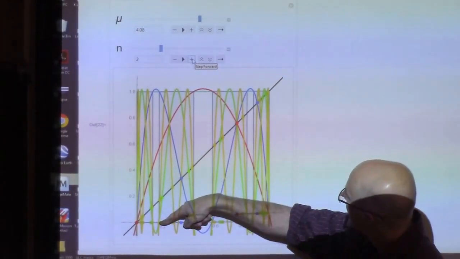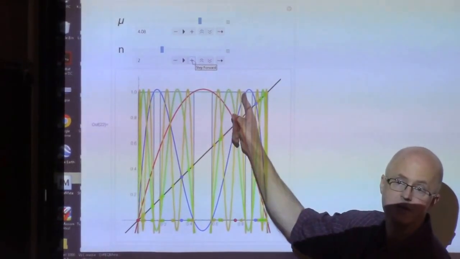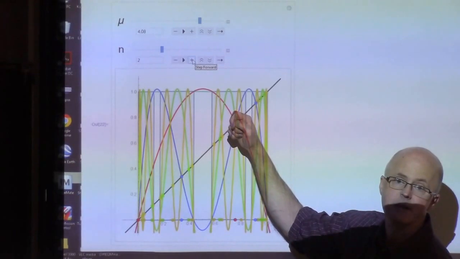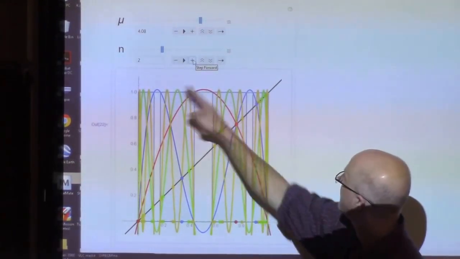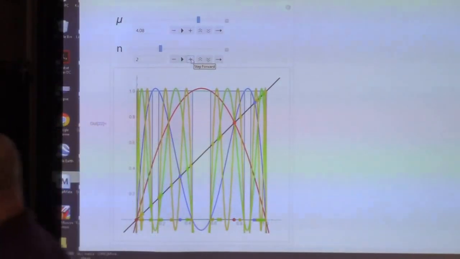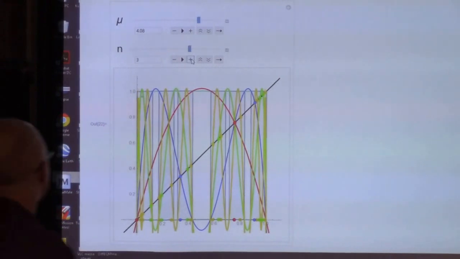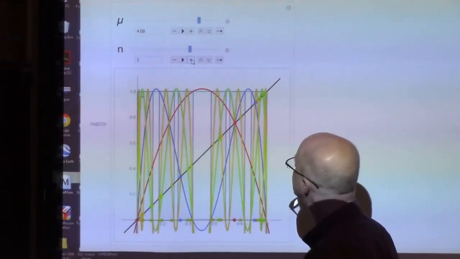They're also where the blue graph is outside the box, because the blue graph is the second iteration graph. The second iteration. You can see it's above the box at those two intervals. If I go n equals 3, you get more white spaces.